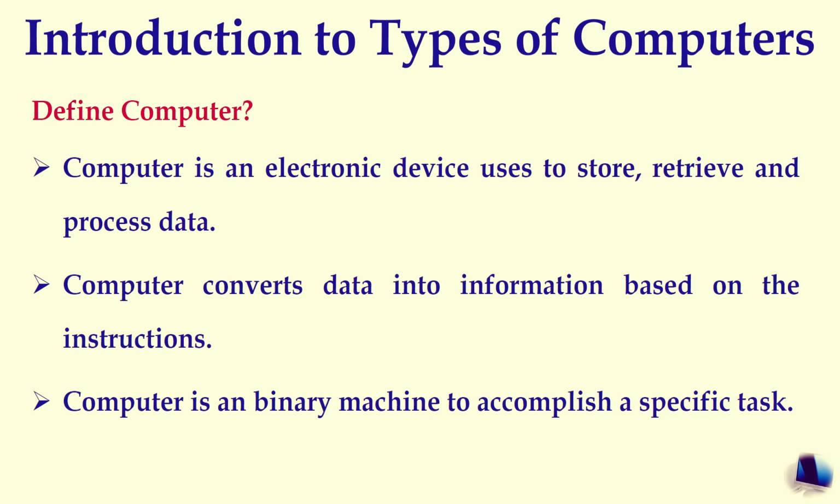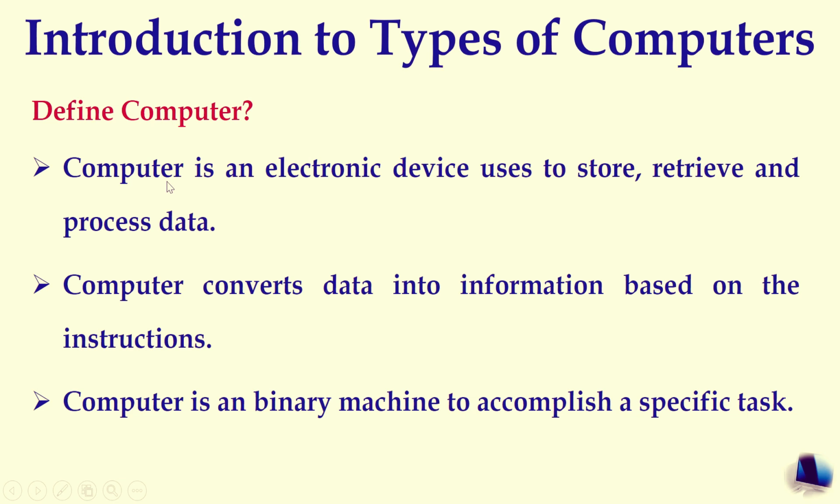Once again, I repeat the definition for computer. What is a computer? Computer is an electronic device used to store, retrieve, and process data. Computer converts data into information based on instructions. Computer is a binary machine to accomplish a task.